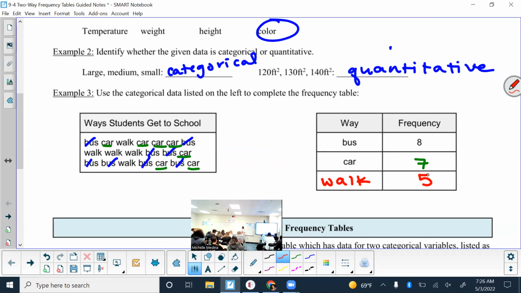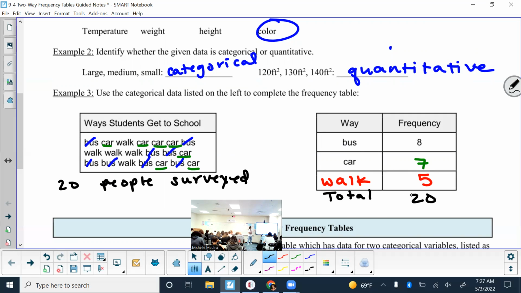Now, one thing you need to make sure of for the frequency tables is that the total of your frequency table needs to match how many people were surveyed. So how many people were surveyed? And are you reading it from over here or over here? Doesn't matter. Did you count each data point in here? Is it 20? Yes. And then does our frequency table match? Is 8 plus 7 plus 5, 20? So then we filled it out correctly. Questions about that?